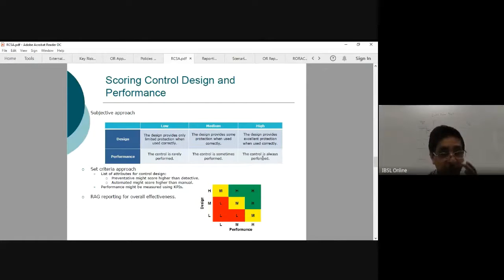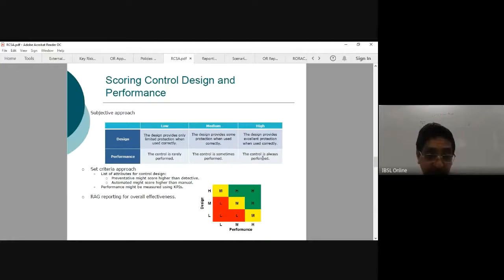Now, when you go to the performance part of it, if the control is rarely performed, even though the control is there, it is not performed, then it is low. If the control is sometimes performed, then it is medium. If the control is always performed, then it is high.